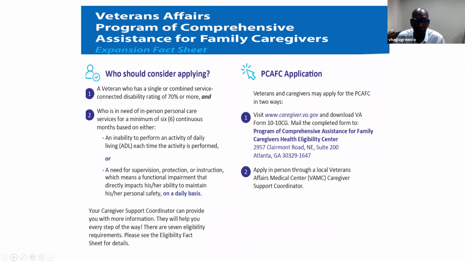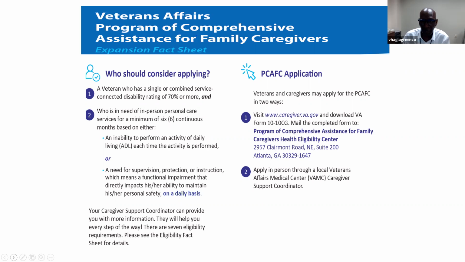So these are some of the eligibility requirements for using caregiver support. A veteran who has a single combined service-connected disability rating of 70% or higher. And these next categories are very important. A person who is in need of in-person care for 6 continuous months. The criteria are inability to perform activities of daily living, ADLs, each time the activity is performed, or a need of supervision, protection, or instruction, which means a functional impairment that directly impacts his or her ability to maintain personal safety on a daily basis. So you have to meet those 2 criteria to apply for it.